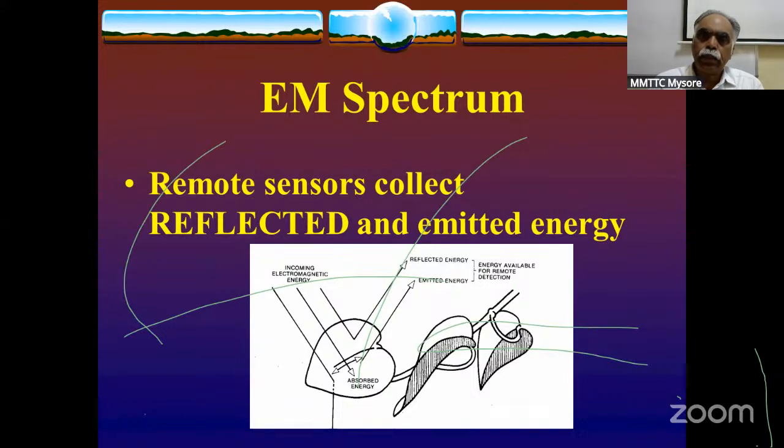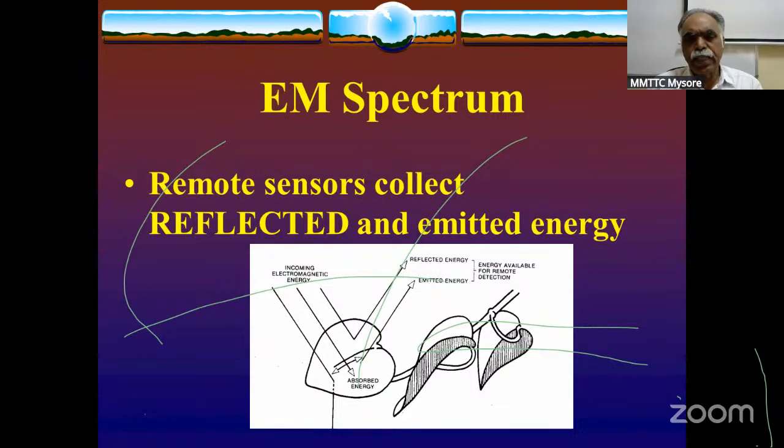So in the sun's energy, we have the electromagnetic spectrum. The sun is not just emitting light, but it has an electromagnetic spectrum. The electromagnetic spectrum is the base for remote sensing. If the sun had not produced this electromagnetic spectrum, satellite technology would not have been there.